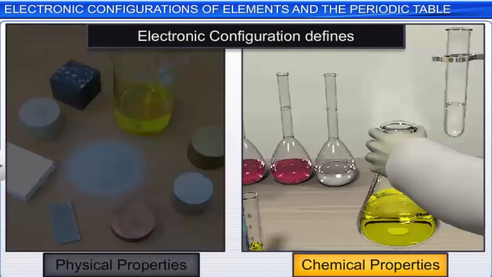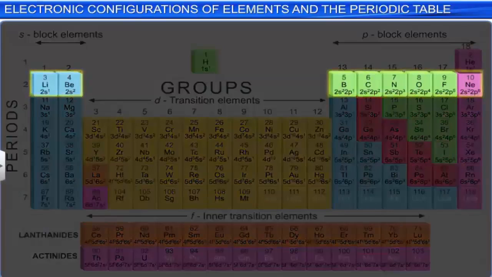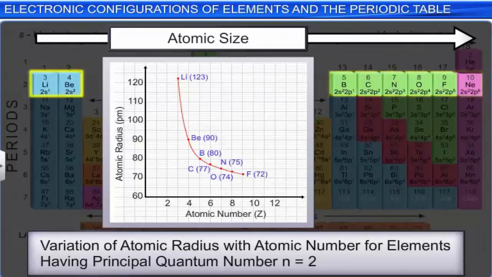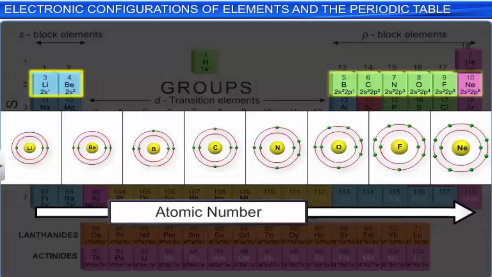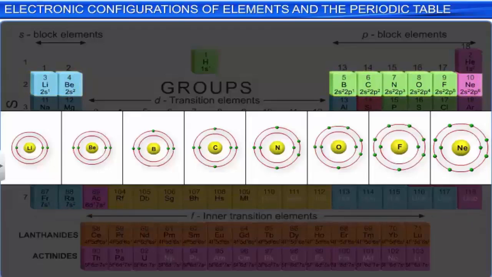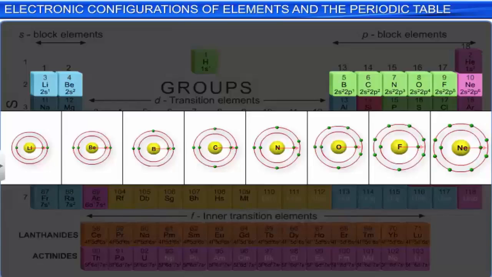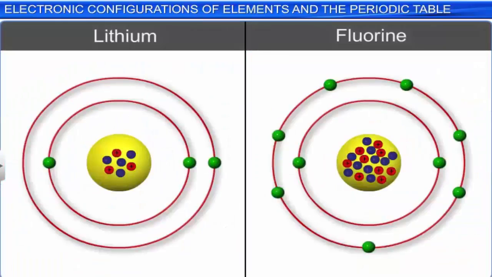For example, as we go from left to right in a period, the atomic size keeps on decreasing. This happens because as the atomic number increases, more electrons get added to the same principal energy level. Due to the same effective distance of electrons from a more positive nucleus, because of additional protons, electrons get more strongly attracted to the nucleus, thereby decreasing the atomic size.